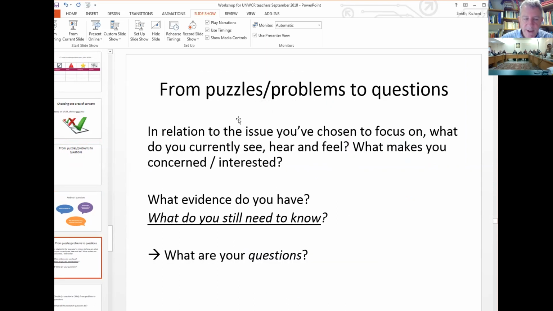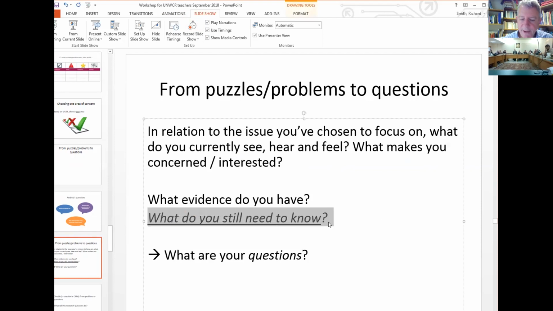So this is a task for you to think about, to do later. In relation to the issue that you've chosen to focus on, what do you currently see, hear, and feel? What makes you concerned and interested in that topic? What evidence do you have now? And this might mean sitting down, just taking a few notes for yourself or writing a few reflections for yourself. But the important thing is, okay, but what do you still need to know? What do you actually not know about the situation?